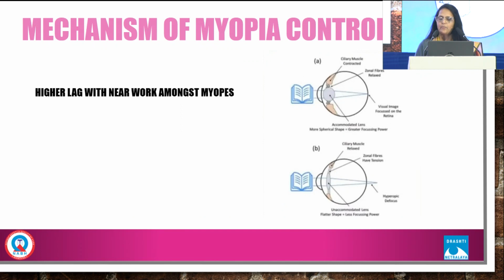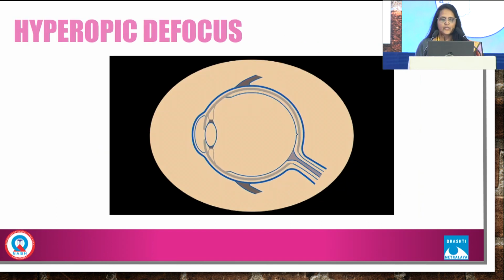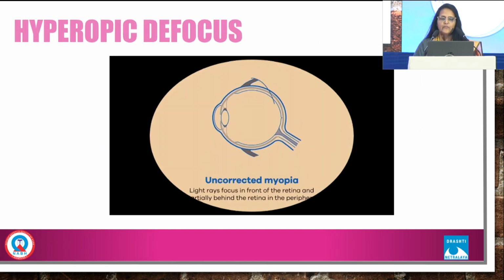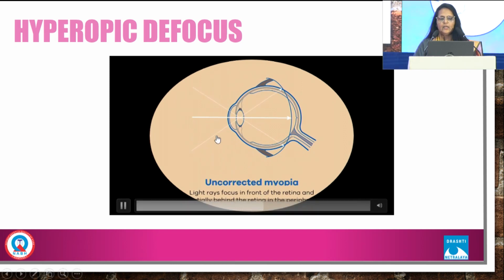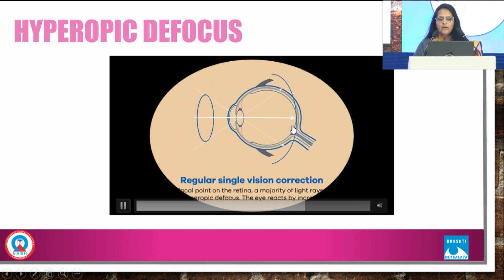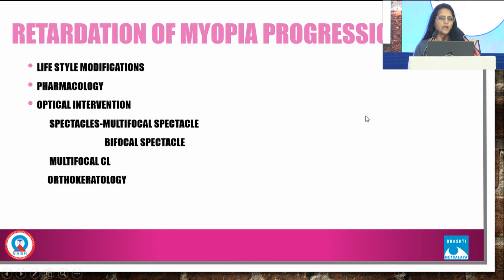If you look at the mechanism of myopia, usually a higher lag with near work amongst the myope leads to hyperopic defocus, which leads to a cue for axial length elongation. Whenever we do single lens correction, this puts the image back on the macula, but the rest of the periphery will have hyperopic defocus, and that is the cause for axial length elongation. So what is ideal, which can cover the complete focus on the posterior part of the retina?